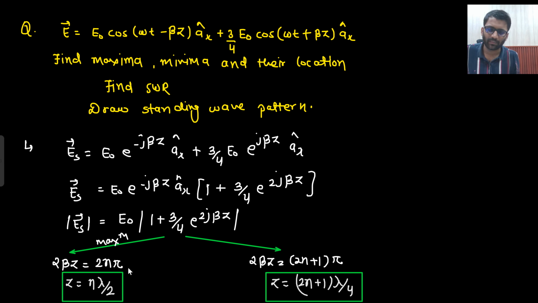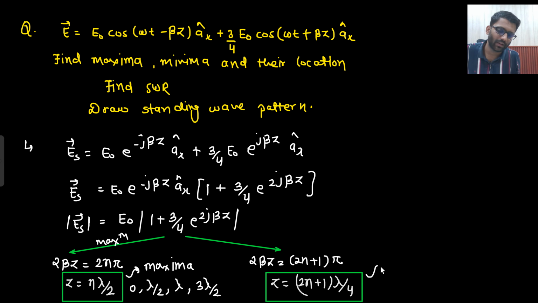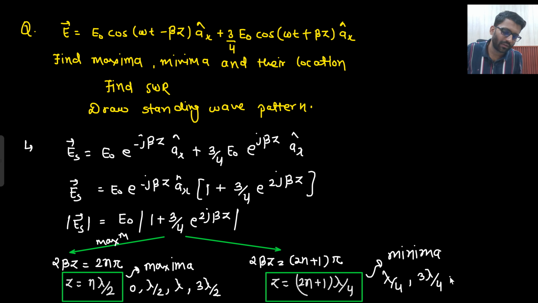So this is your maxima. Maxima you will get at 0, lambda by 2, lambda, 3 lambda by 2. And this is your minima. Where do you get your minima? At lambda by 4, and then 3 lambda by 4, then again plus lambda by 2. Add lambda by 4 to lambda, 5 lambda by 4, in that manner it will be going. Okay, so this is your location of maxima, this is your location of minima.